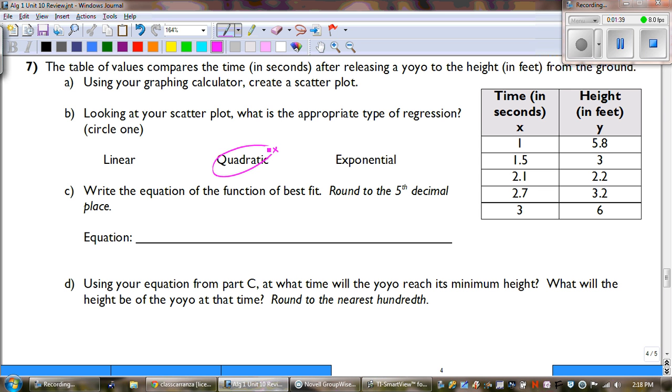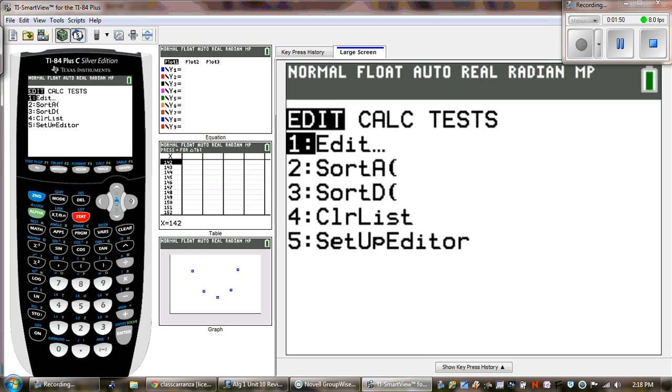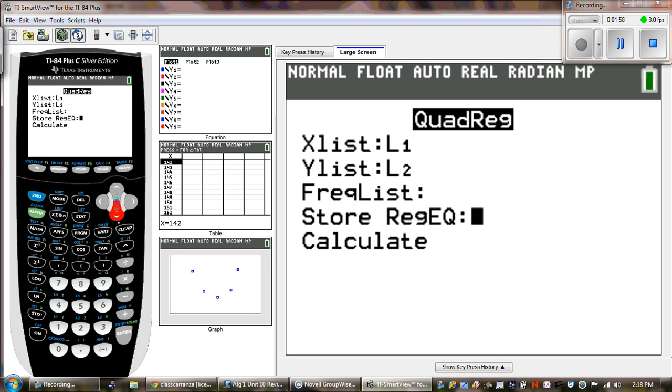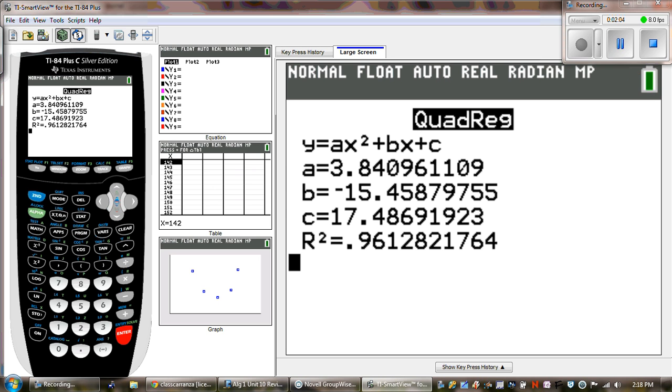Okay, so write the equation of the function of best fit, and it tells us that we need to round to the 5th decimal place. So I've got all the points in. I can go to stat, over to calculate. It's quadratic, so I'm going to quadratic regression. Go down and then hit calculate. All right, and it says to round to the 5th decimal. So if you want to pause it so you can copy down the equation, go ahead.